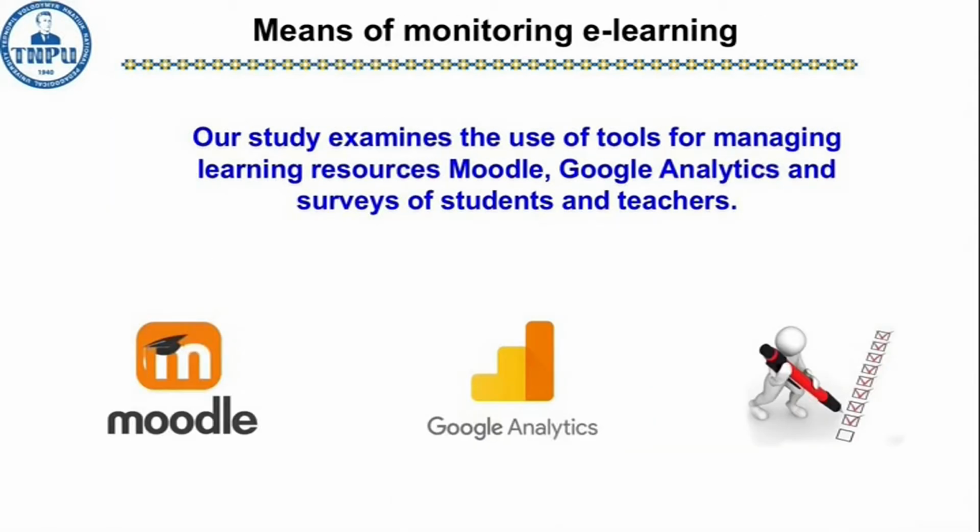The analysis of the effectiveness of the use of electronic courses should be carried out comprehensively, using the means of monitoring the educational process, such as surveys of teachers and students, performance analysis, etc. It is necessary to take into account the specifics of electronic learning, the tools of the Learning Resource Management System Moodle, and third-party services for collecting statistics and analysis of user activities in the Learning Resources Management System. Our study examines the use of tools for managing learning resources, Moodle, Google Analytics, and surveys of students and teachers.